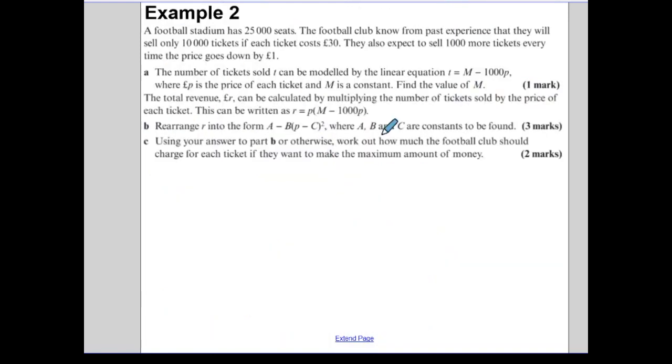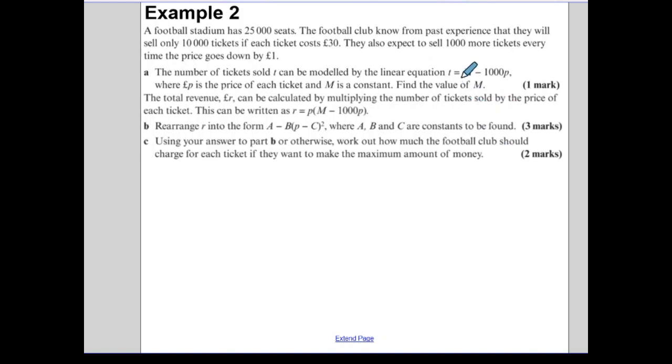Next question. It regards a football stadium with 25,000 seats. The football club knows from past experience that 10,000 tickets will be sold if the ticket costs £30, and they should sell 1,000 more every time the price goes down by £1. We're given that the number of tickets sold can be modelled by this equation, T equals m minus 1,000p, p being the price of the ticket, and m some constant, and we need to find the value of m.